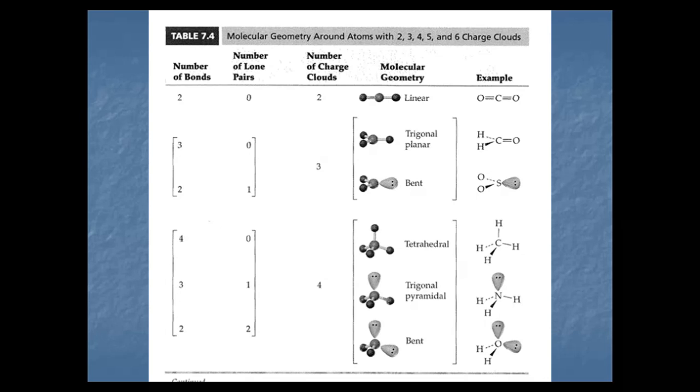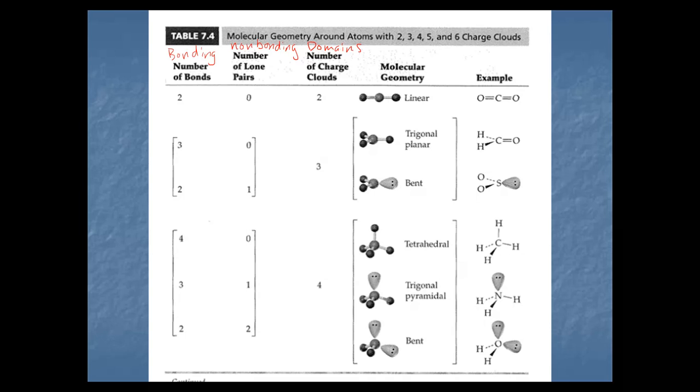So here we see a table that's broken up by the number of domains, and they use a little bit different language. So charge clouds would be the same as total domains. Lone pairs would be the same as non-bonding. And number of bonds would be the same as bonding regions. Now you will have access to a table or a handout that shows the same kind of information when you are doing work like this. So you will want to make sure that you become familiar with how to use it.